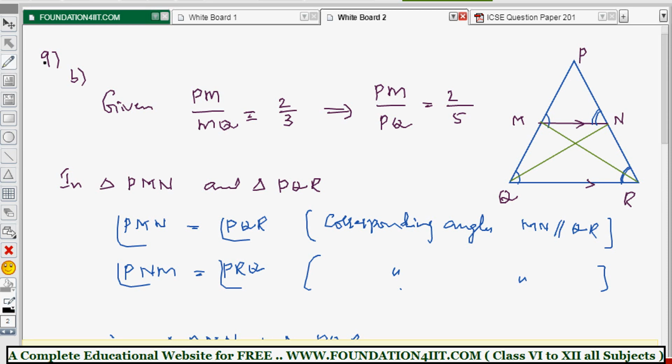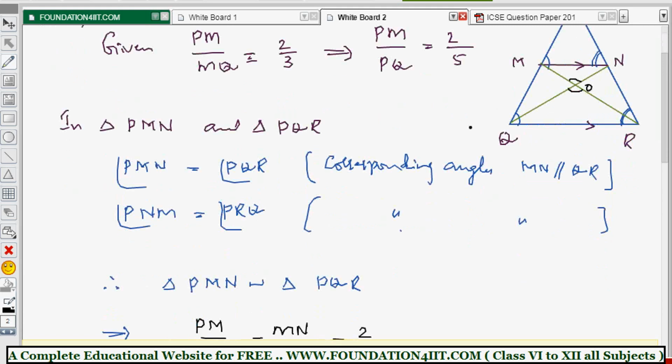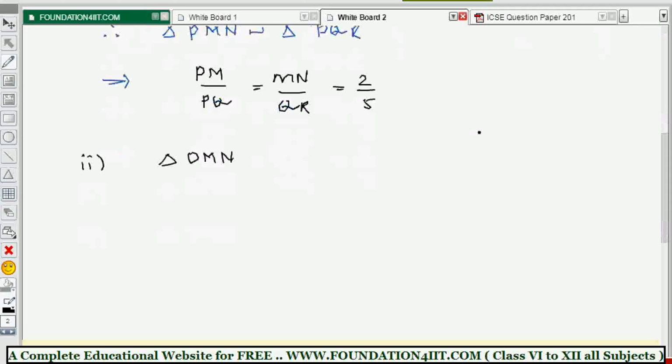Same, vertically opposite angles are the same. If you see here, these two angles are the same. So if you take angles MON and QOR, they are vertically opposite angles, and alternate interior angles are the same. So if you apply that property, triangle OMN is similar to triangle OQR.